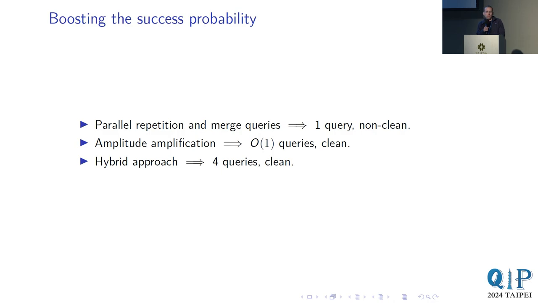The simplest way to do this is by parallel repetition. So just do the previous slide a bunch of times in parallel, merge all the parallel queries into a single query so it doesn't blow up the query complexity. With high probability, one of the LCU attempts is going to succeed, and that's the one you output. And this is a non-clean solution. For a clean solution, the simplest thing to do is just do the LCU thing from the previous slide, and then do amplitude amplification to increase the accuracy. And there's also a hybrid approach you can use, a mix of parallel repetition and amplitude amplification, that results in a clean solution with four queries.